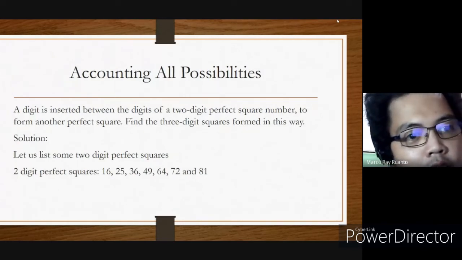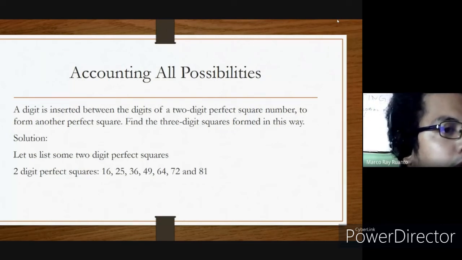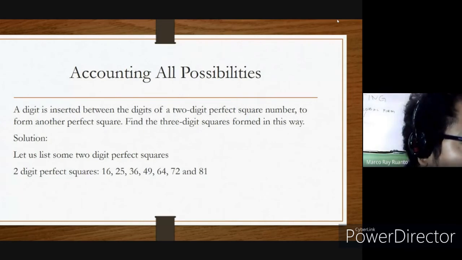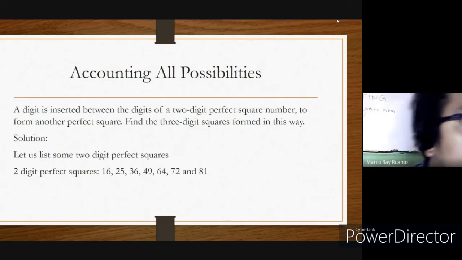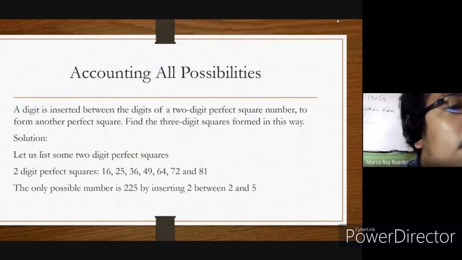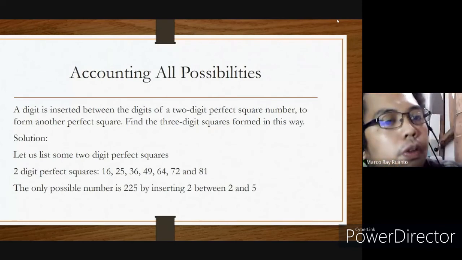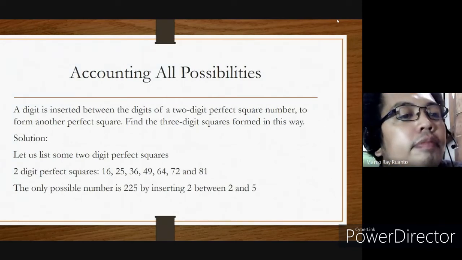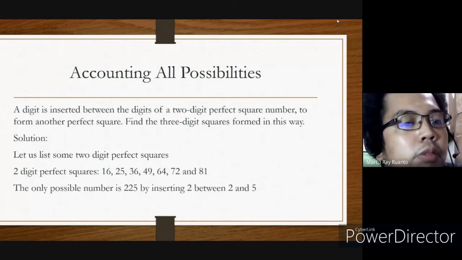Okay, the next way is that I will look to insert some digit between the digits of these two-digit numbers that would form a three-digit perfect square. So it turns out that only 225 is the possible answer, by inserting 2 between 2 and 5.